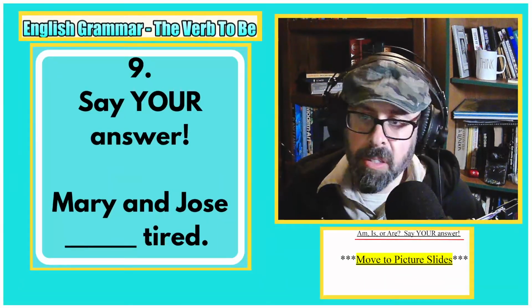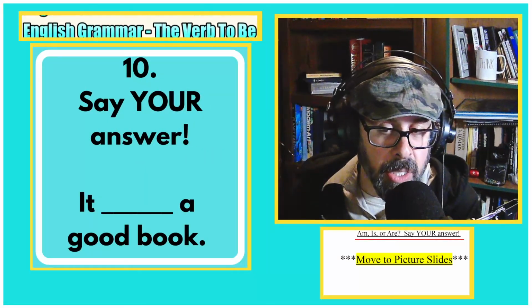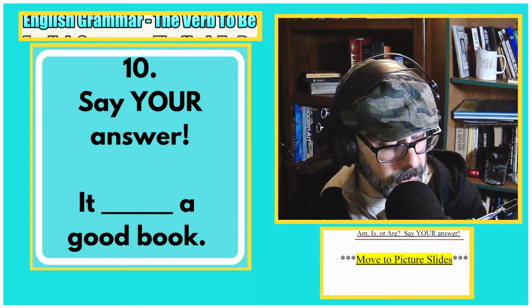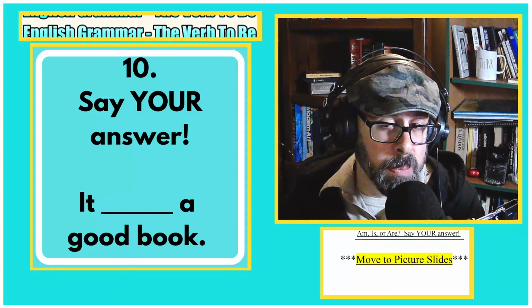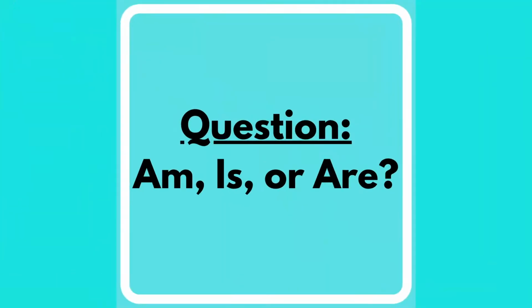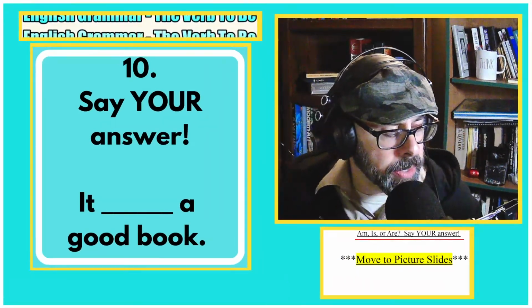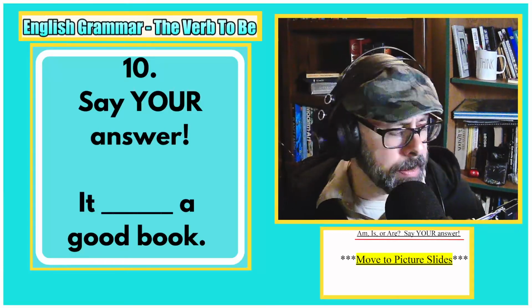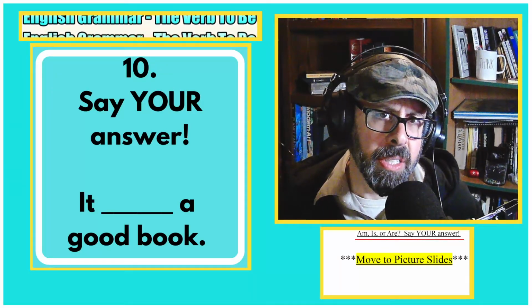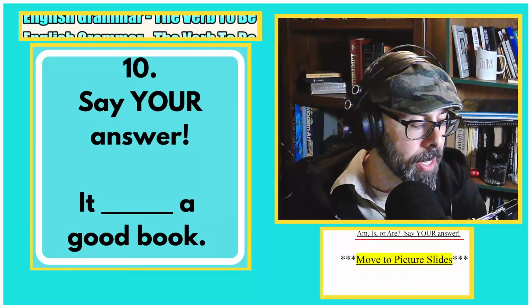Okay, next one. Number 10. Say your answer. It, a good book. Which one is correct? Am, is, or are? It is a good book. Correct answer: is. It is a good book.